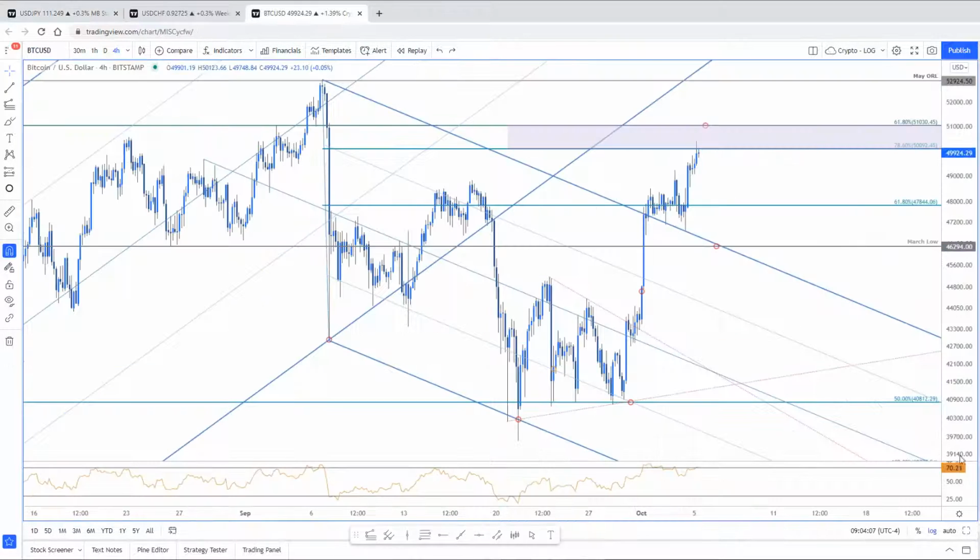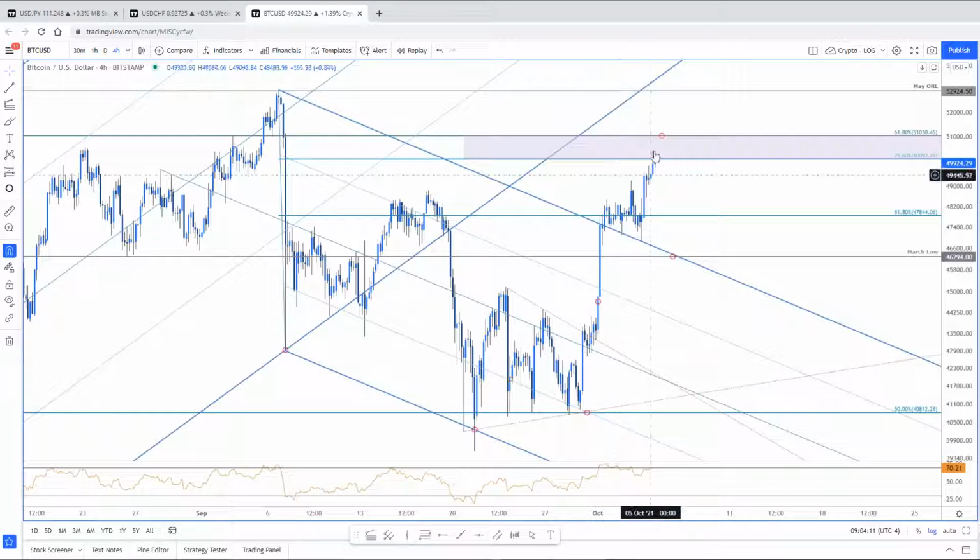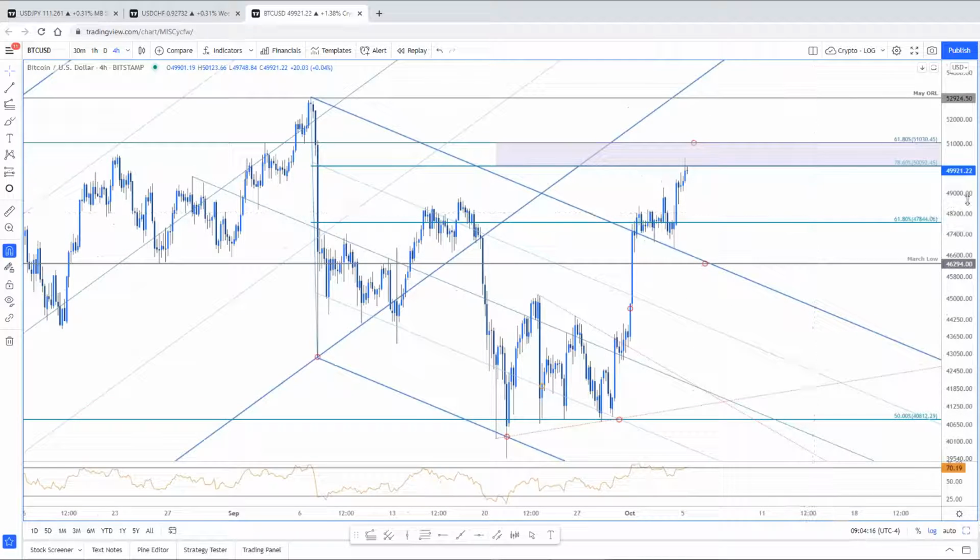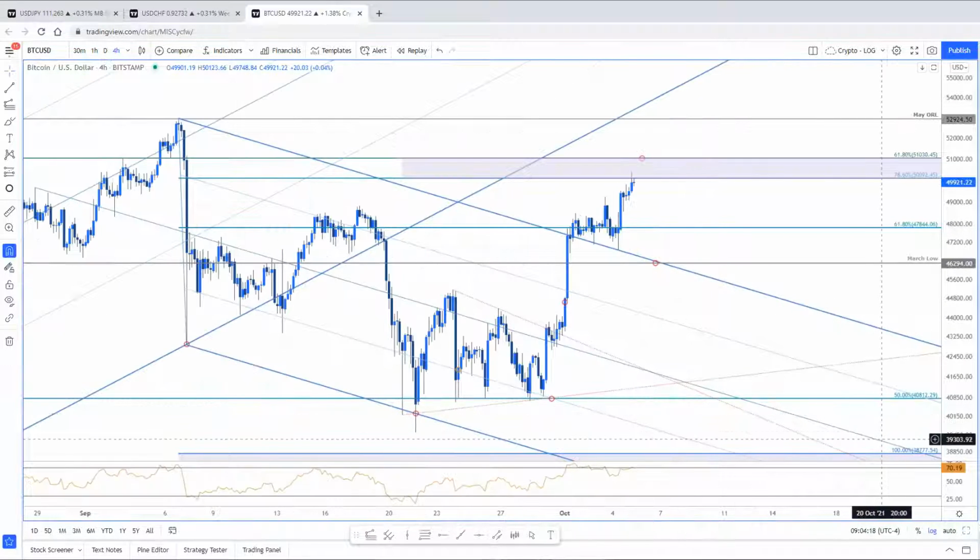Other than that, watch this Bitcoin trade and what happens today into 51,000. Again, the wave structure does look like a 5 extended. Use some caution here as we test this major pivot in crypto.